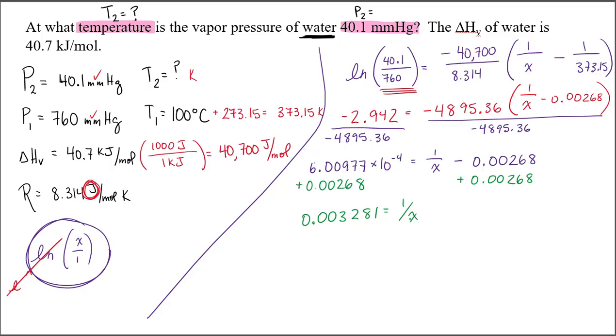Now remember, you've got to get x out of the denominator. If it makes sense to you when I say you just take both sides to the negative 1, that is awesome. If it does not make sense to you, that is also fine. Let's use this cool orange color. We're going to multiply both sides by x to get it out of the denominator. 0.003281x equals 1. Divide both sides by 0.003281.